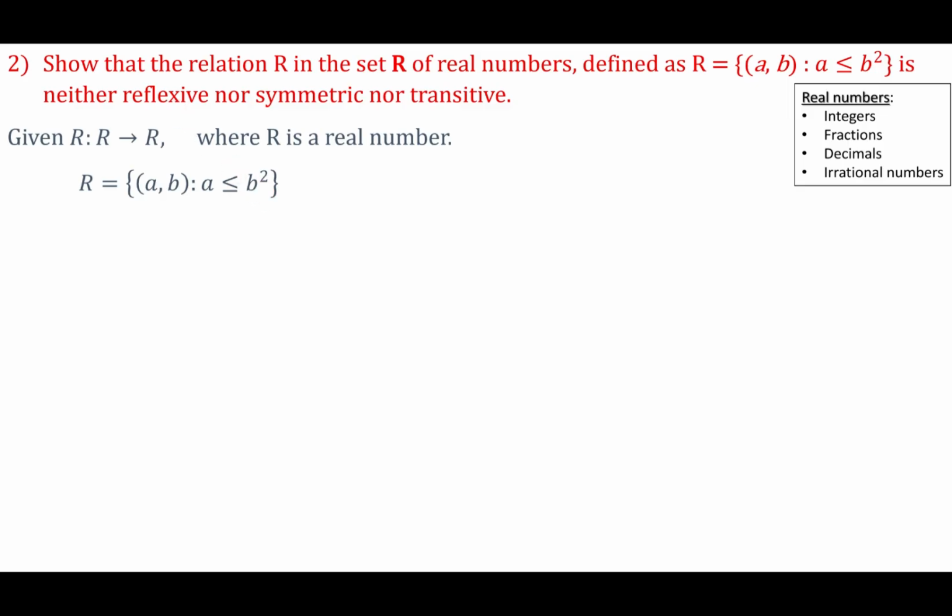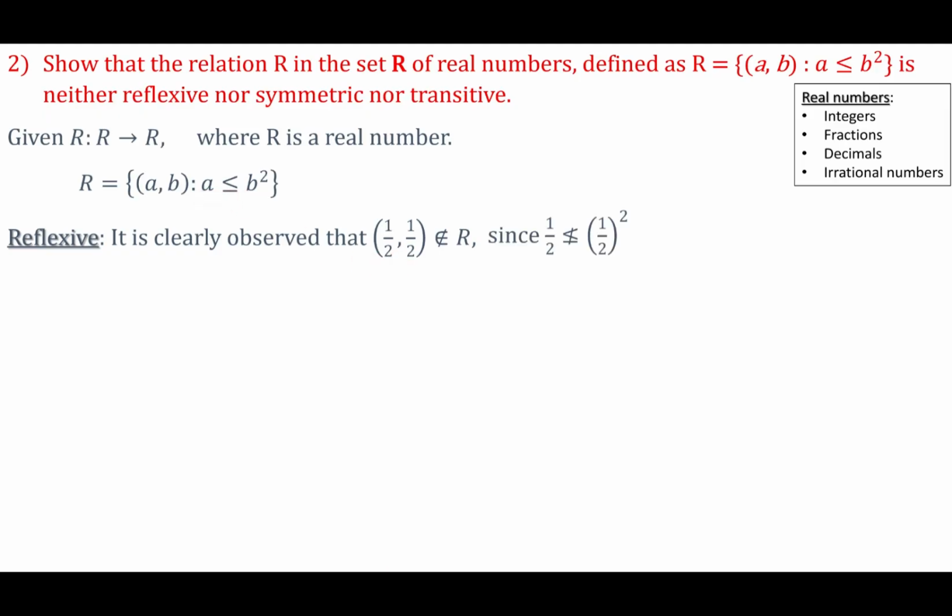Now, let us check reflexive first. It is clearly observed that (1/2, 1/2) does not belong to R, which means according to the relation, half is not less than or equal to (1/2) squared, because the value of (1/2) squared is 1/4, which is smaller than half. So 1/2 is not less than or equal to 1/4. So the given relation is not reflexive.